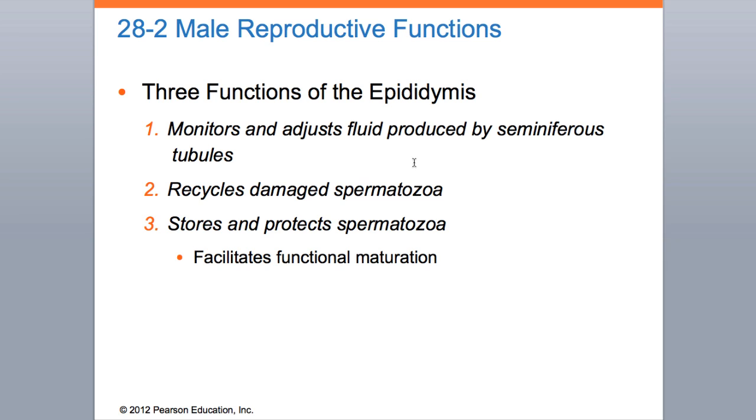So this is where they become functionally mature. So we've already talked about this. This one is worthwhile writing down. It monitors and adjusts the fluid produced by the seminiferous tubule, recycles damaged spermatozoa, and stores and protects spermatozoa. Now you see why I said that if we have a lot of damaged ones that have not been recycled, that's what's going to come out of you. Now true, some of them will be reabsorbed into the body tissue and will be disposed of. But again, sometimes it doesn't work so well. So the object of the game is just get rid of it and make a new stock.